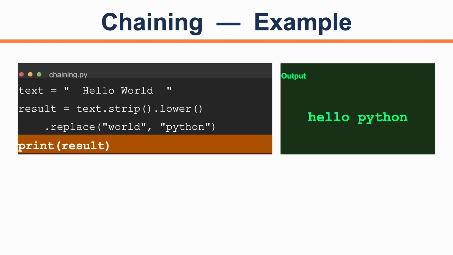Here we chain 3 methods together. Strip removes the surrounding spaces. Lower converts everything to lowercase. Replace swaps world for Python. All 3 run in one line, producing hello Python.